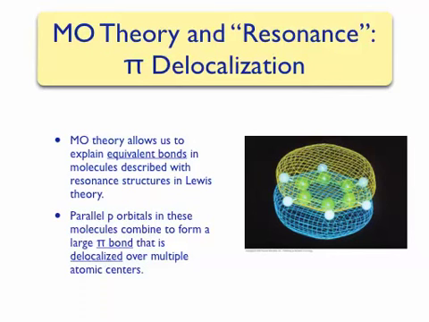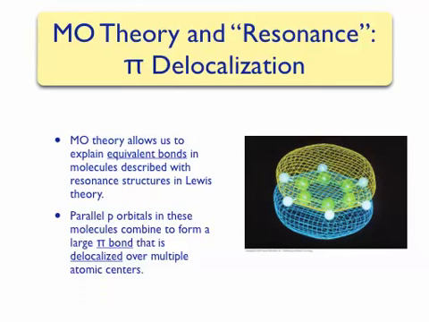This means that there's one very large pi bond that can be shared between multiple atoms. This would explain equivalent bonds in molecules. A good example of a molecule that displays pi delocalization is the benzene molecule, shown on the right-hand side of the screen.